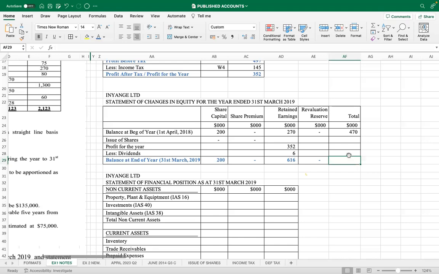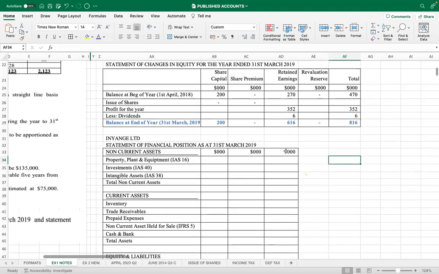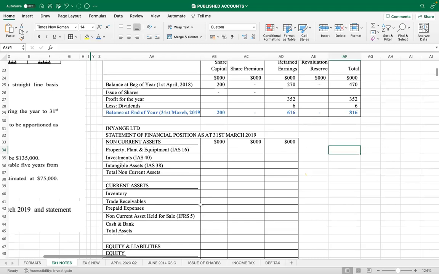Here we have 0. The total here, we have 6. So what is our total? Our total is 200 plus that, which is 816. So our total is 816. Now, that is what we will transfer to equity the way it is.